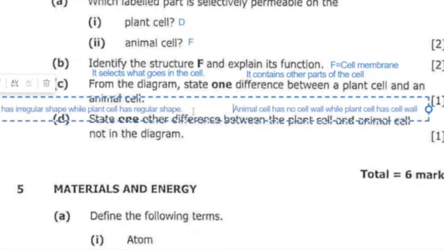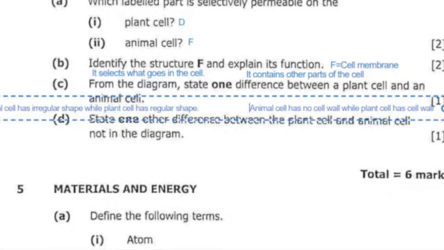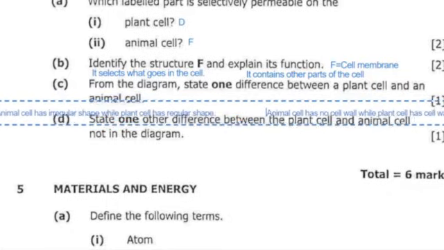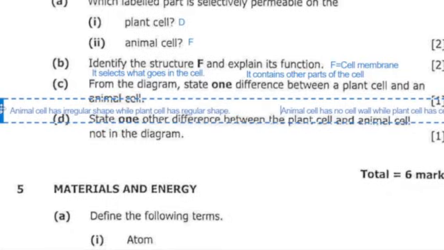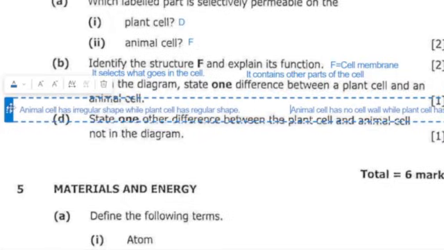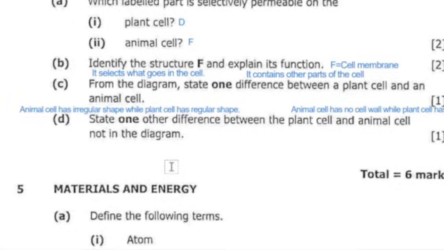Let me try to put them apart a bit so that the difference can be seen, that these are two different points. Okay. All right, we go to question number 4D.